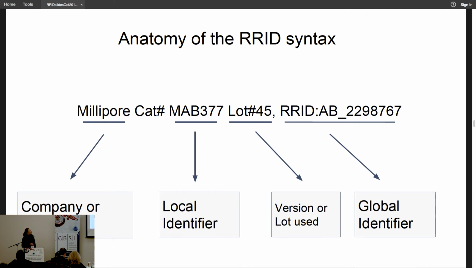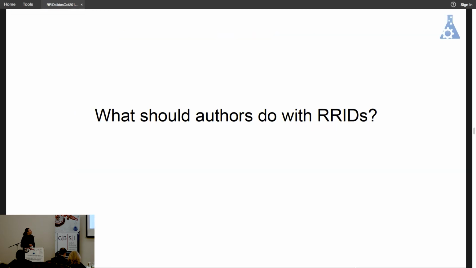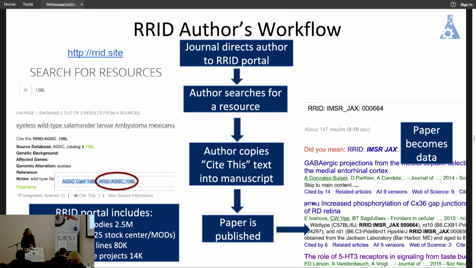In fact, when you look at the whole syntax, you get this company or provider, you get the local identifier, you get the version or lot, which we suggest. We get very few of those. And then, of course, the global identifier. So what should authors actually do with it?